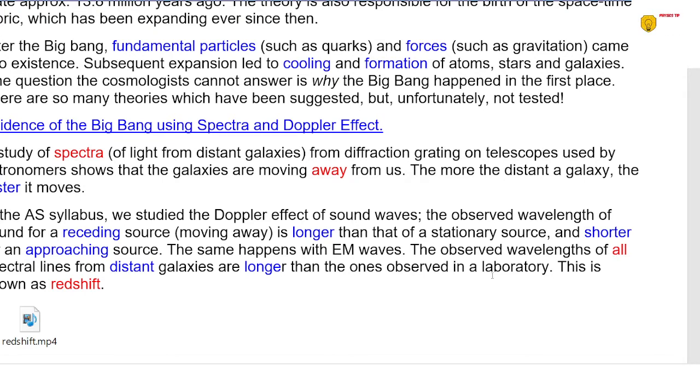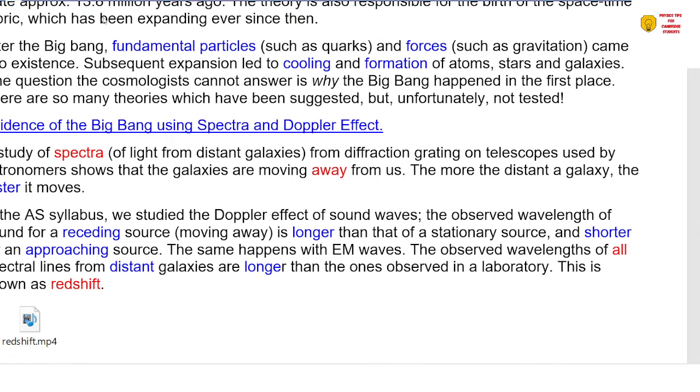The same happens with EM waves. So the Doppler effect also takes place in EM waves. A receding source, that is the source that is moving away from you, a source that is emitting EM waves, tends to have longer wavelengths. Now, if you look at longer wavelengths, you're talking of the red in the electromagnetic spectrum.